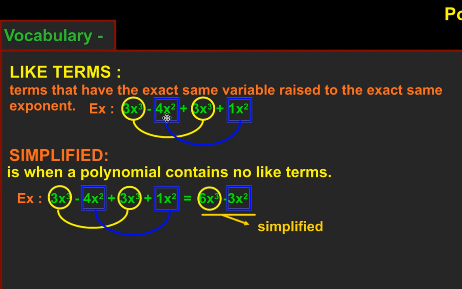And if we look at the other side, we have the two blue boxes. We have a negative 4x to the second power, but it's the x to the second power that we're focusing on, and a positive 1x to the second power. Which brings us to the next term, which is simplified, and that's when a polynomial contains no like terms. Using that same example, we would combine the x thirds, which gives us 6x to the third, and we would combine the x squareds, which, because it's a negative 4 and a positive 1, gives us a negative 3x squared.